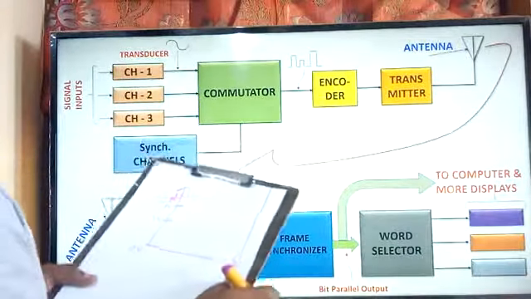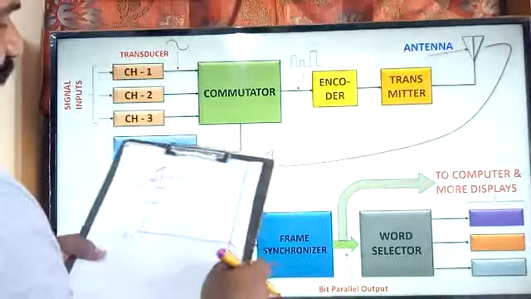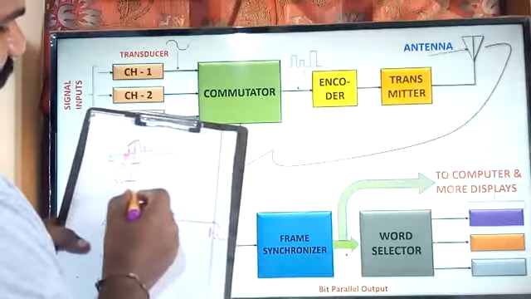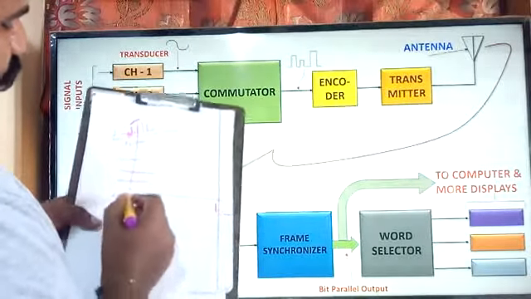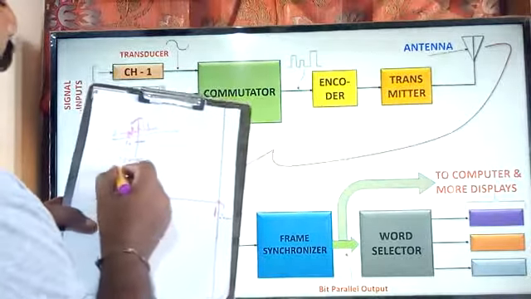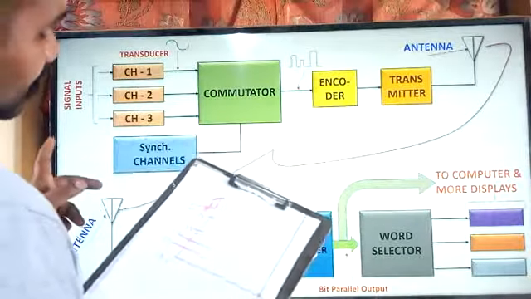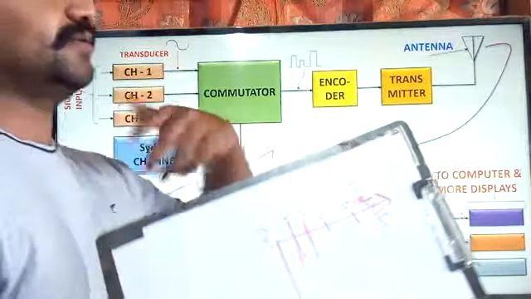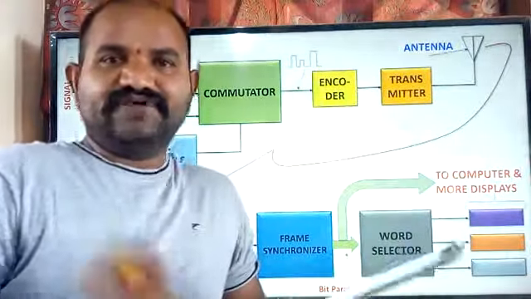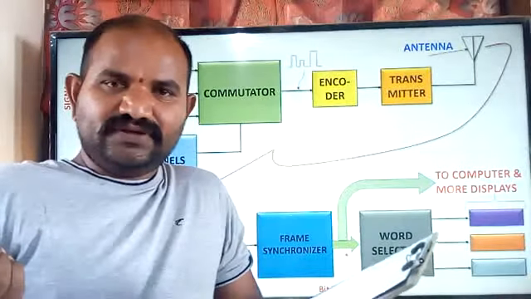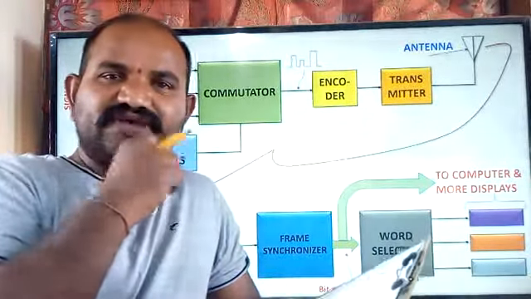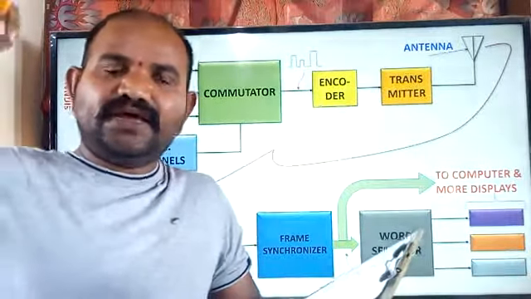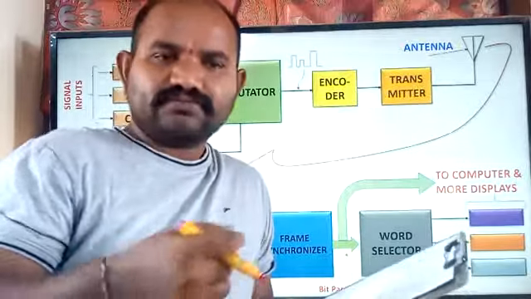For example, for each channel, I'm slicing this into 3 parts. So 0 volts, 1 volt, 2 volts, and 3 volts. I'm assuming that each channel is varying with this step size. Means, for example, I'm taking 1 degree centigrade. For every 1 degree centigrade variation in the temperature, I'm assuming that the output of the transducer is varying by 1 volt.